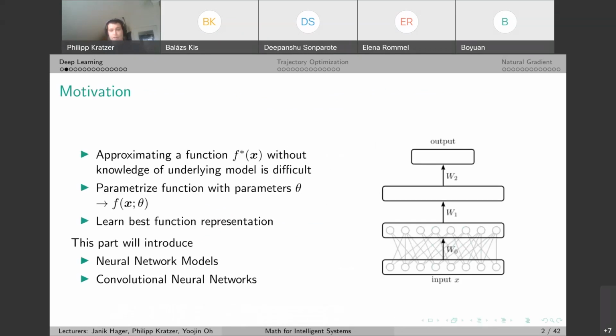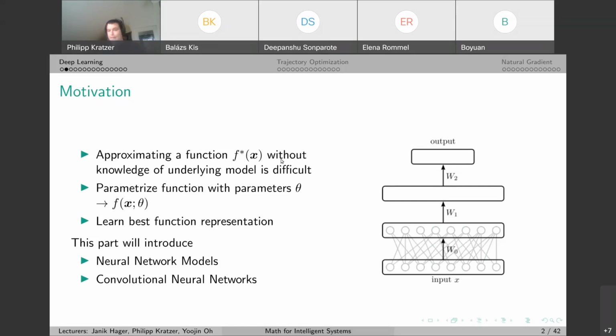Yeah, what is deep learning? Deep learning is a machine learning technique, and for machine learning, you probably all have heard this term already. We already mentioned it several times in our lecture as well. And the goal is that we approximate some function f star of x.